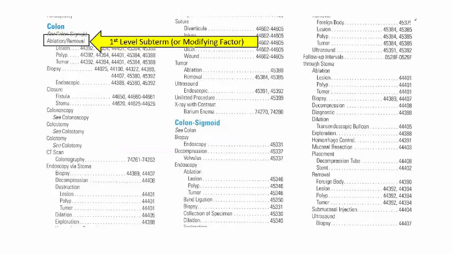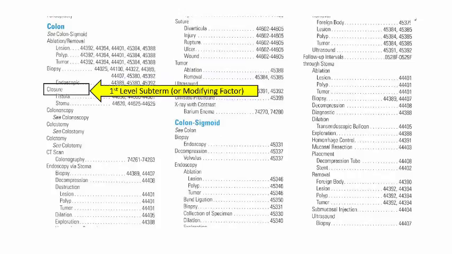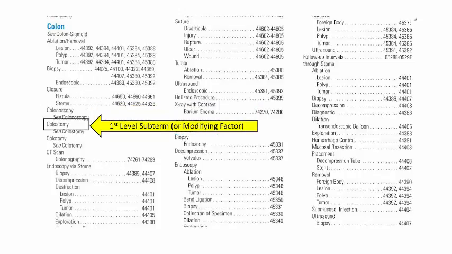First level subterms, or first level modifying factors, however you wish to look at it, those terms are lined up immediately underneath your main term. Notice that these first level subterms line up at the far left of the column. So these would be first level subterms.